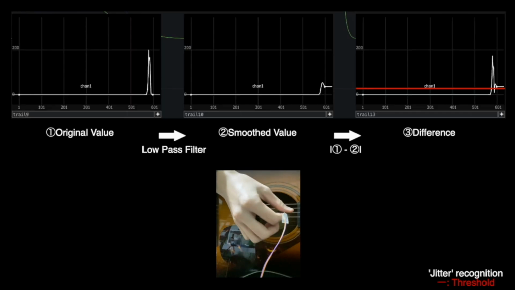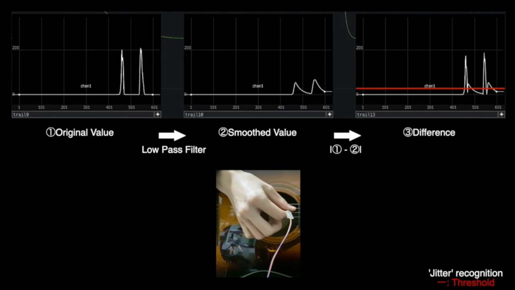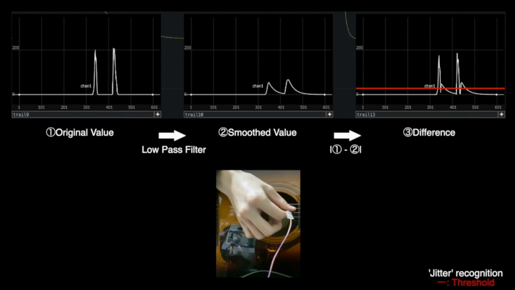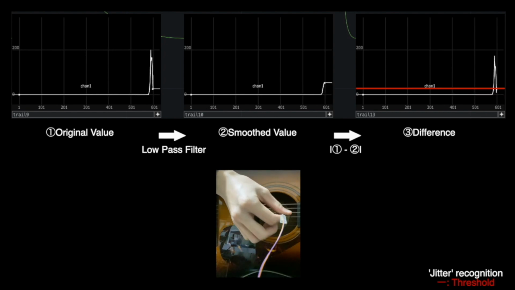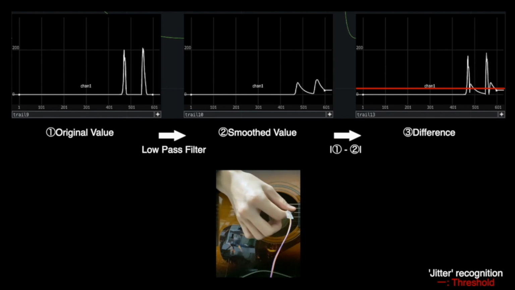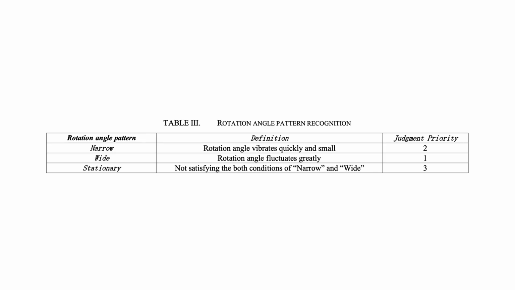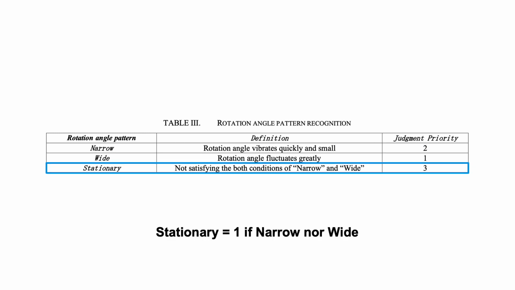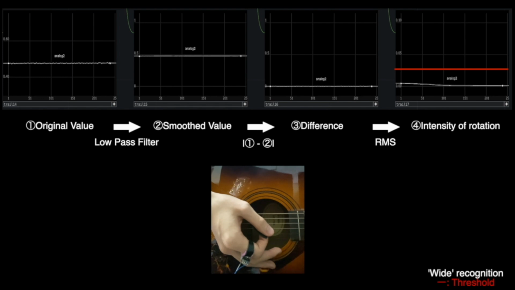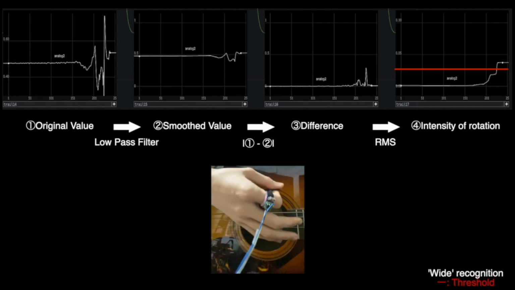This is a movie of jitter recognition. Specifically, it indicates a state that the difference between the original pressure value and the pressure value after applying the low-pass filter exceeds a certain threshold. We determined the rotation states to be narrow, wide, or stationary. This is a movie of wide recognition.